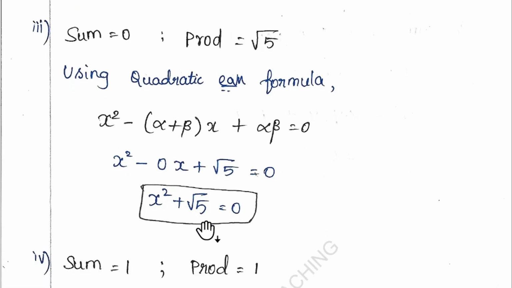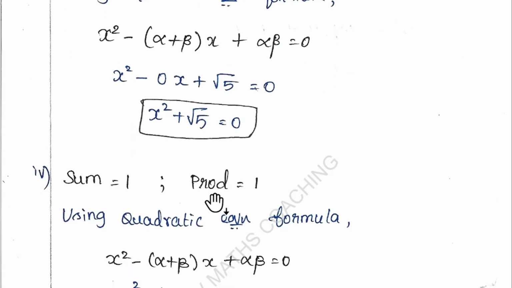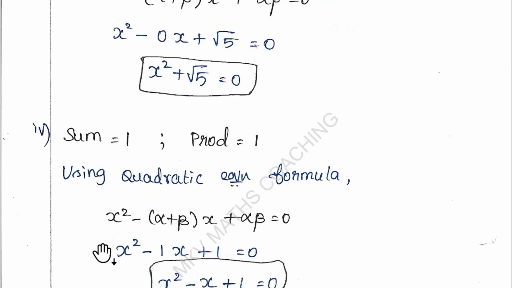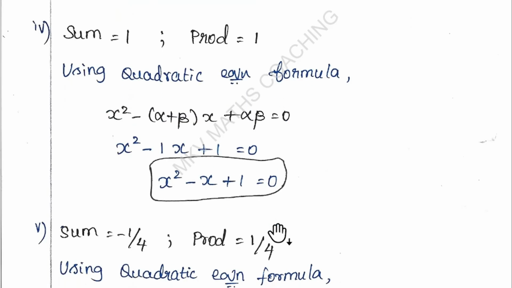You'll be getting x square plus root 5 equals 0. Fourth question, alpha plus beta is 1, alpha beta is 1. Right? Just substitute here: x square minus 1 into x plus 1 equals 0. So you'll be getting x square minus x plus 1 equal to 0.